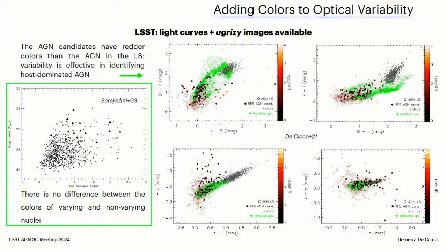We also saw in the same work of 2021 that by adding colors to variability information coming from the light curves, you have better results than using variability alone. And this is important to keep in mind because we will be able to do this with the LSST.